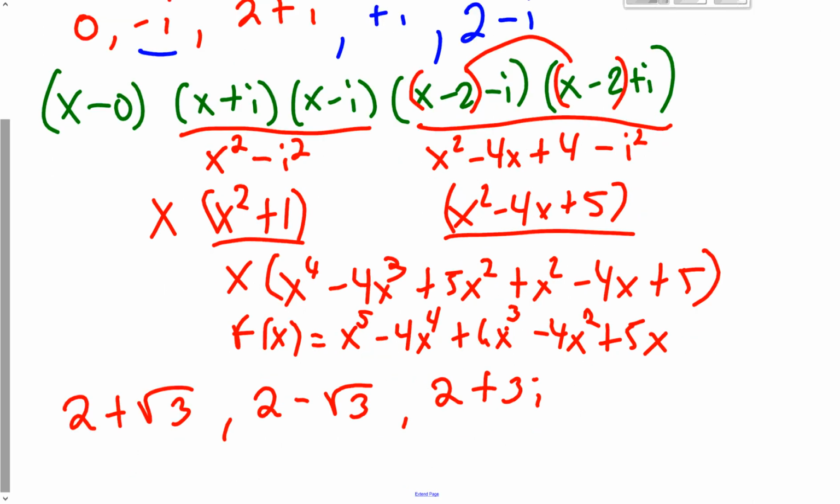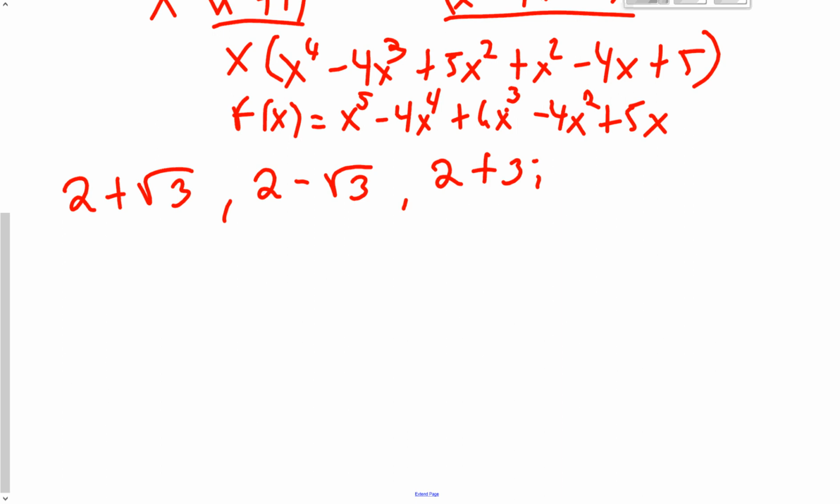Here's another one. You can work on this one if you want to. 2 plus root 3, 2 minus root 3, and 2 plus 3i are roots or zeros. Can you write the polynomial for it? So this one is just 2 minus 3i, right? I have to add that conjugate. These two are already conjugates.